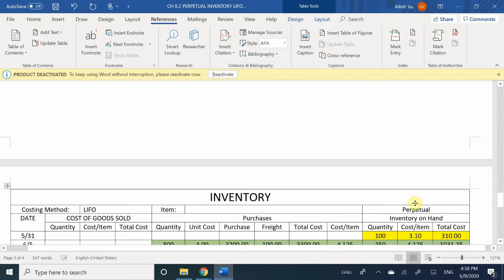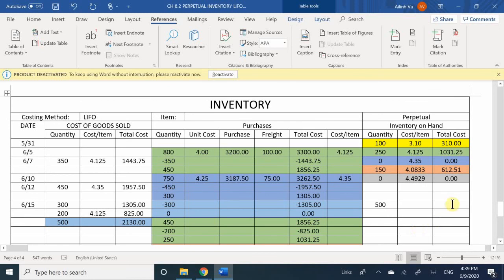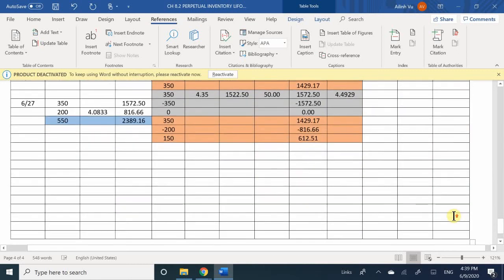We matched everything. So can someone please calculate this for me? What is the total of these 500 units? So what is 310 plus 1031 plus 612? I got 1953.76. Yes, that's what I just got too. Perfect. Okay, good. So that is it for today.